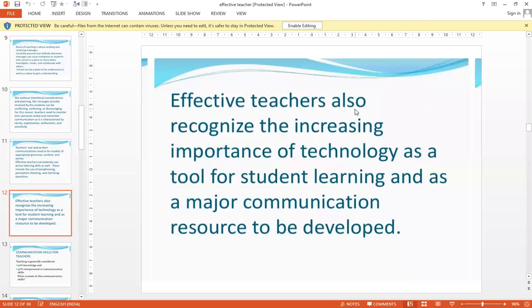Effective teachers also recognize the increasing importance of technology as a tool for students' learning and as a major communication resource to be developed. So, like I said just now, effective teachers also recognize the increasing importance of technology as a tool for students' learning and as a major communication resource to be developed.